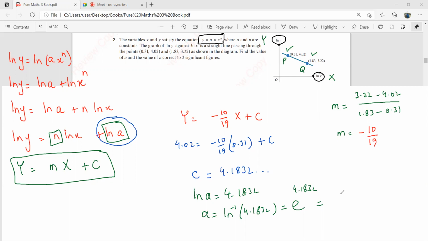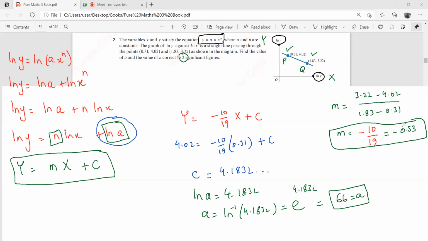Uncle is saying, I just have seen it here. Uncle wants us to give the values of A and N correct to two significant figures. So you better find this now in decimals and tell me what is this, minus 10 over 19, correct to two significant figures. Minus 0.53. Okay, that is your M. That is the final answer.